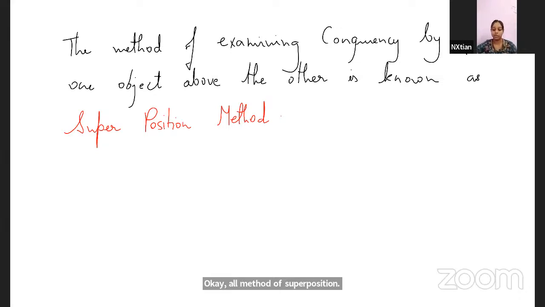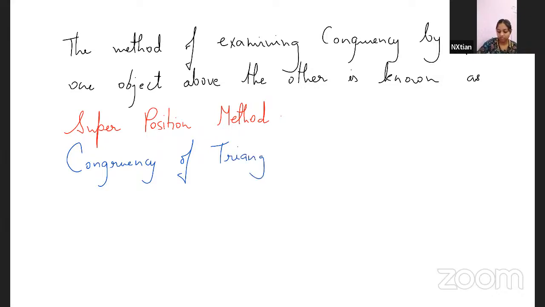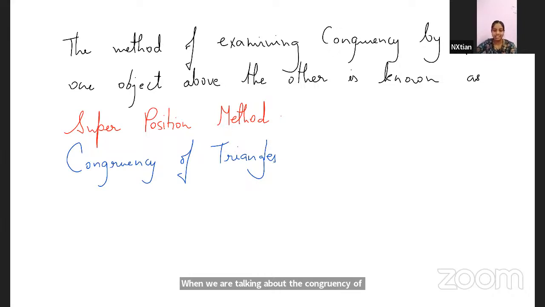Then, if I talk about triangles, or congruency of triangles, what things can we use when we are talking about the congruency of triangles? We can use its sides. We can use its angles. Those are the two things that we can use.